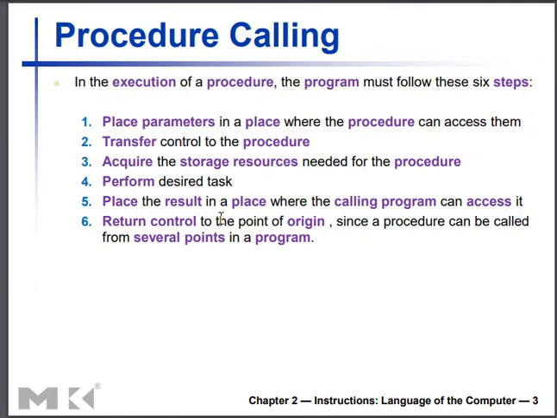And when you are calling a procedure in MIPS, we need to concentrate on these 6 steps. When a procedure is going to receive parameters, the parameters have to be placed in registers, like register A0, register A1, register A2, register A3. And then we transfer the control to the procedure using an instruction called jump and link. In the next slide, we will discuss that.